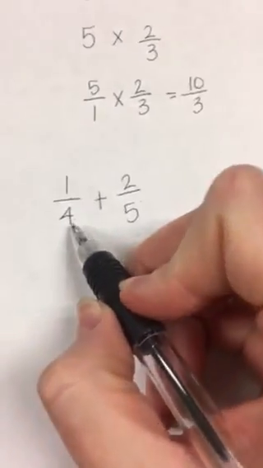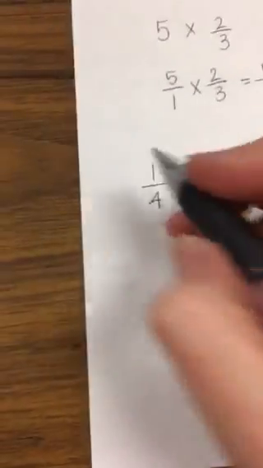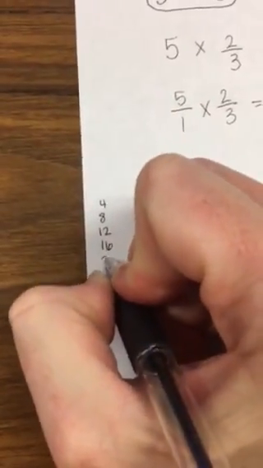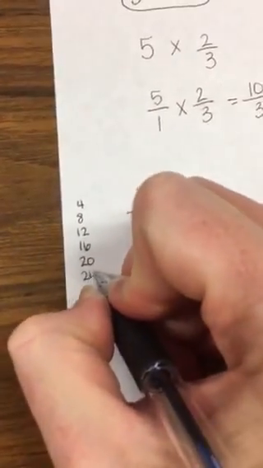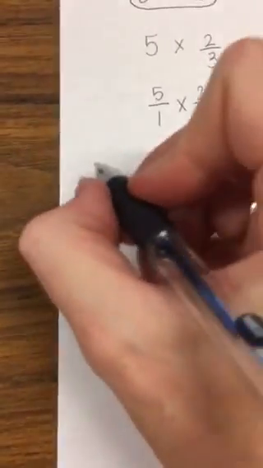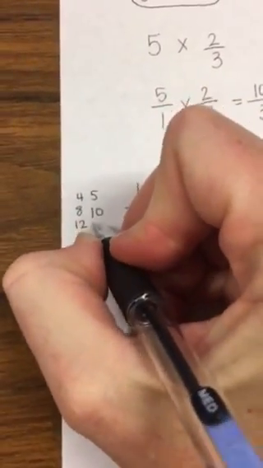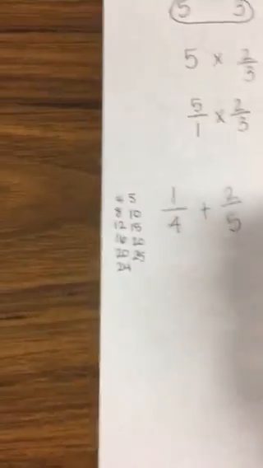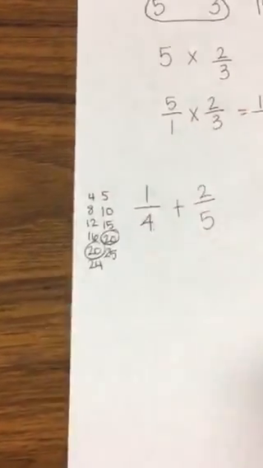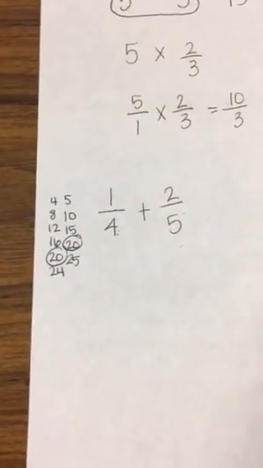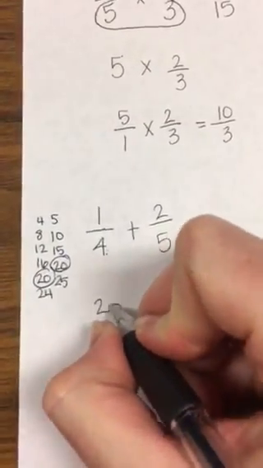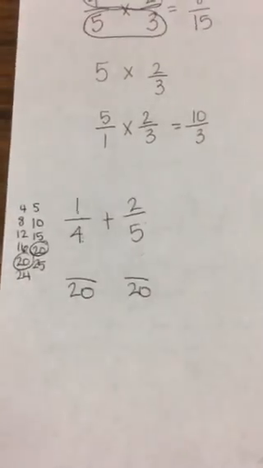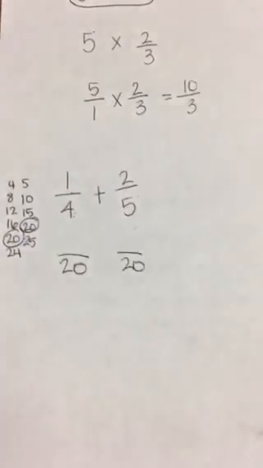I know that if I count by 4s, I say 4, 8, 12, 16, 20, 24. And if I count by 5s, I say 5, 10, 15, 20, 25. And I can stop right there because I see that both of those numbers share a 20. So what I'm going to use is a 20 as my denominator. Now what we're going to use is a concept that we worked on yesterday called equivalent fractions.